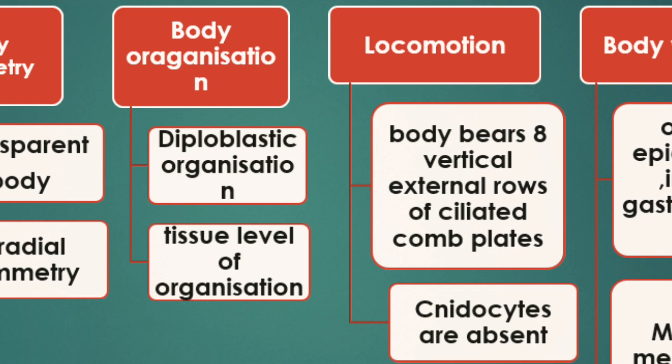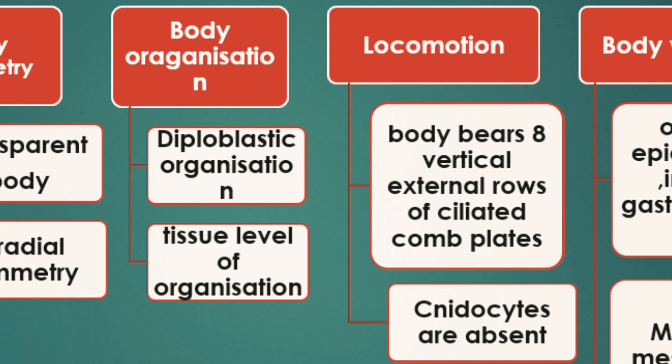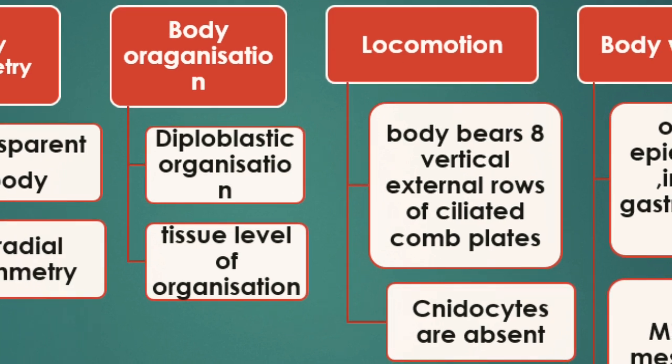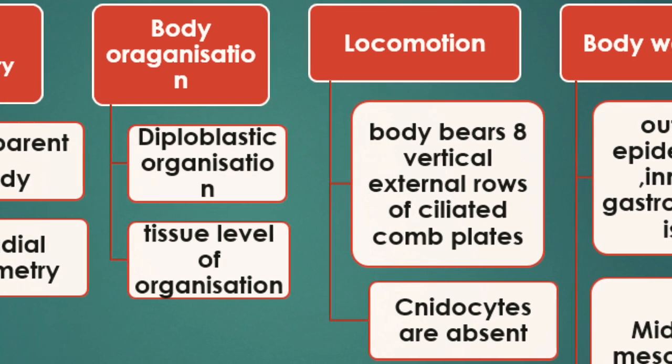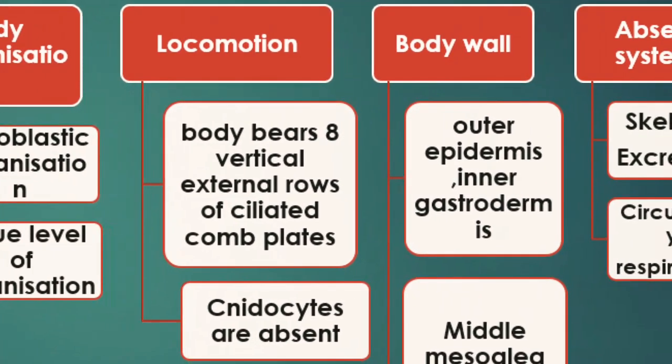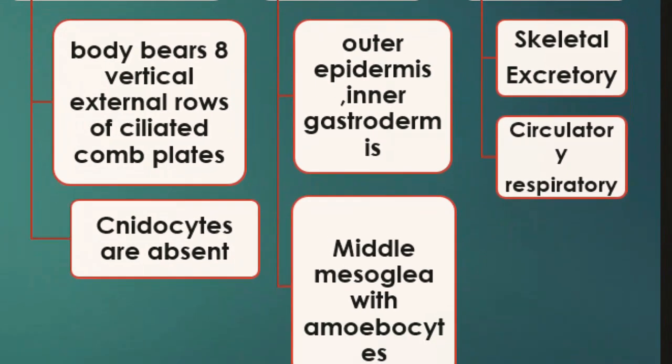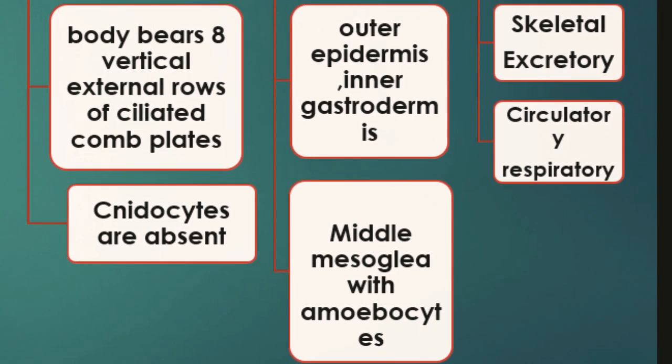Now coming to the cnidocytes. In cnidarians the name cnidaria has been given because of the presence of cnidocyte cells. Here it is absent. Why am I telling you it is absent? Because they resemble each other so much, it is very confusing. Sometimes it is asked whether cnidocyte cells are present in ctenophora as well as coelenterata or cnidaria, so we get confused. So it is a very important point. Now coming to the body wall: outer epidermis, inner gastrodermis as well as the middle mesoglea with amoebocytes, I have already told you.